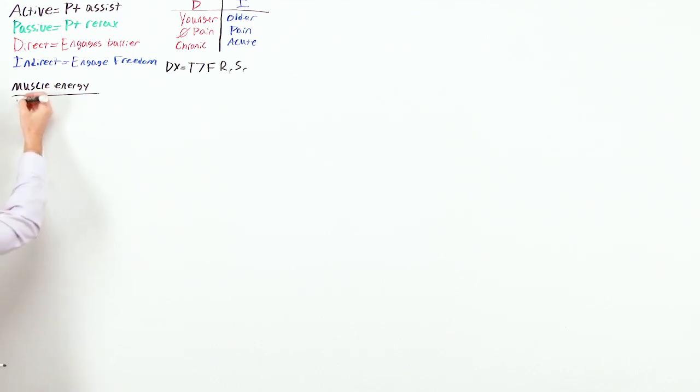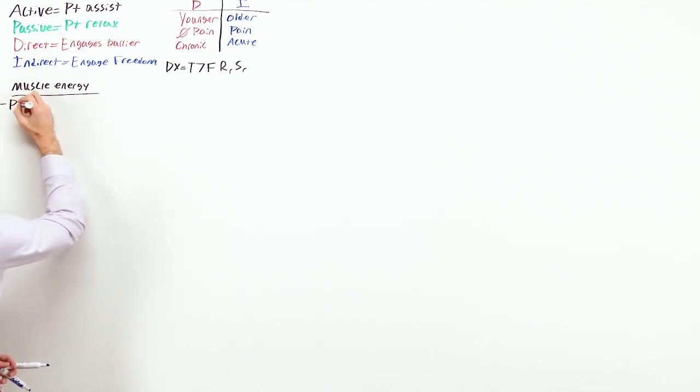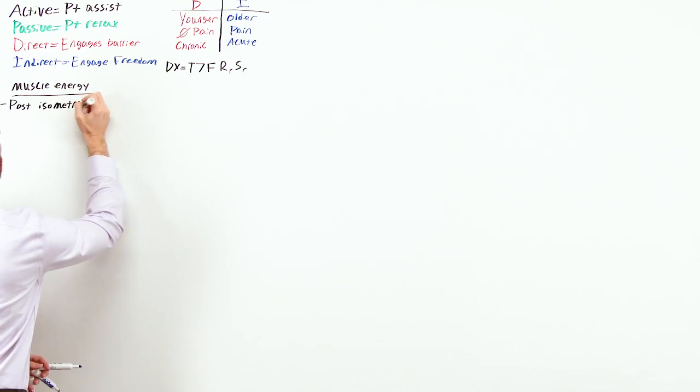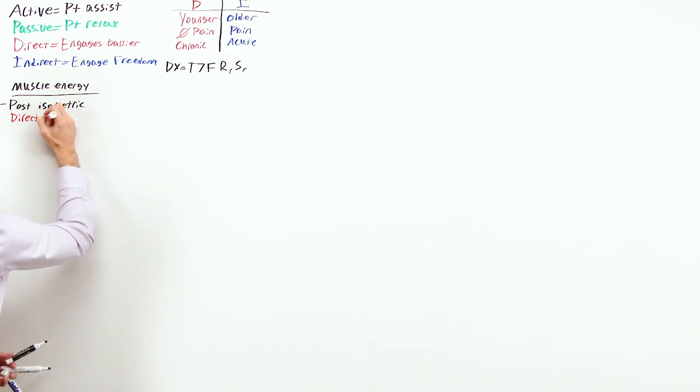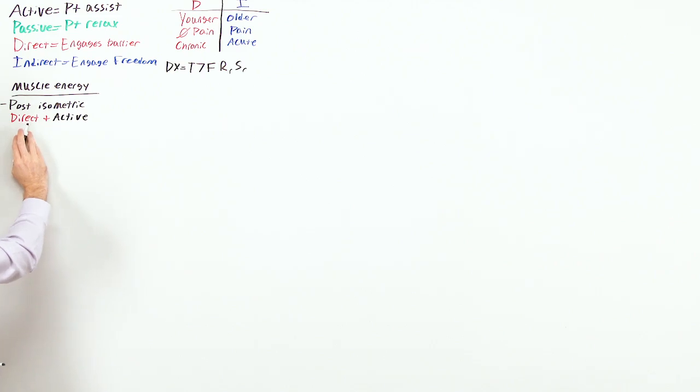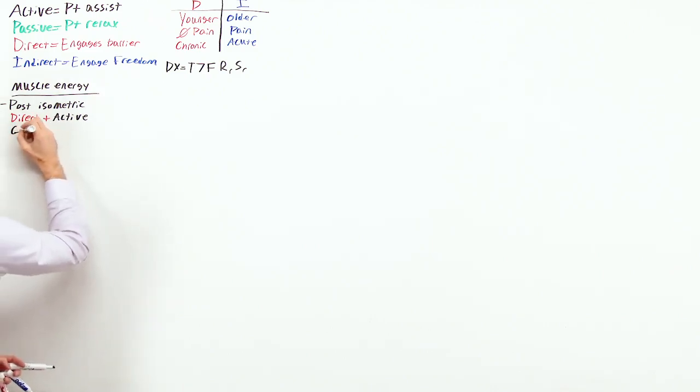So there are two flavors of muscle energy. The first one is post-isometric relaxation. This is going to be a direct technique and also active. So this means that we are going to engage the barrier during treatment, and we're going to ask the patient to move during the treatment and help us with the treatment. When you hear muscle energy, I want you to think of the Golgi tendon organ.